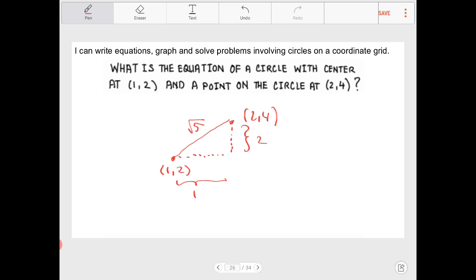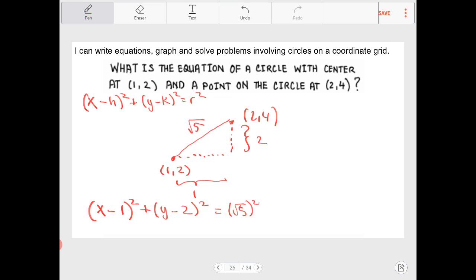And being that (1, 2) is the center, and I know the format for writing the equation of a circle is (x minus h) squared plus (y minus k) squared is equal to r squared, all I have to do is make the appropriate substitution. So this is simply (x minus 1) squared plus (y minus 2) squared, and that will equal r squared, which is the square root of 5 squared, or (x minus 1) squared plus (y minus 2) squared equals 5.